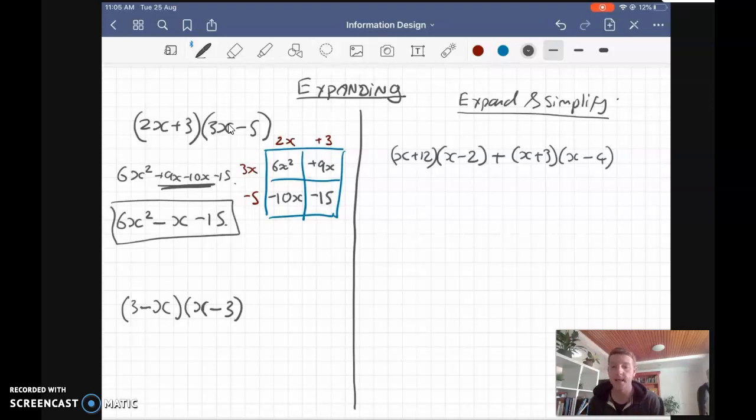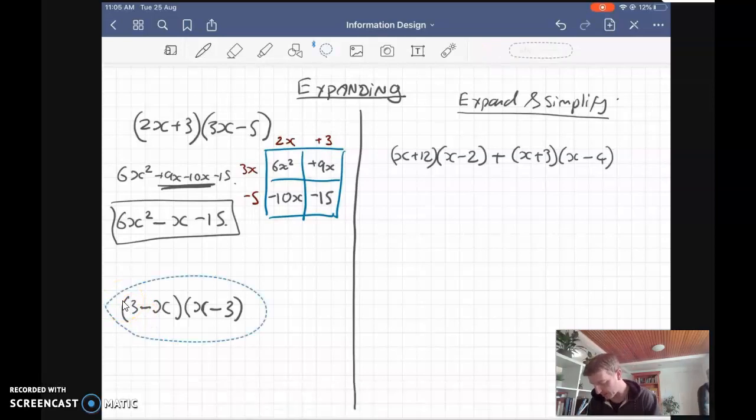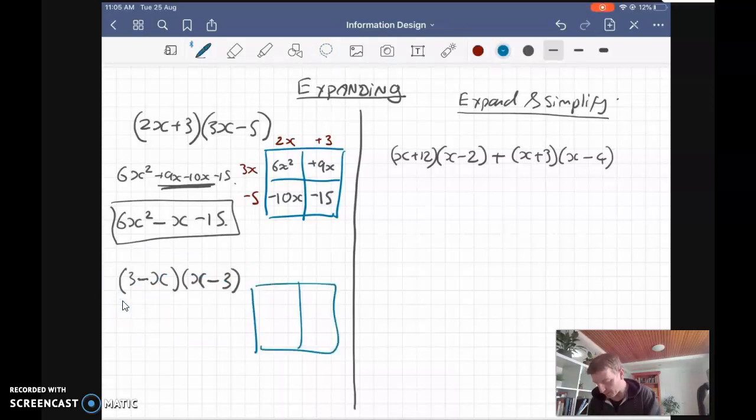Sometimes we're going to get questions where the x is not in the same place within the bracket. But if we follow that same process, it shouldn't be a problem. So let's do that again. I do my grid. I'm going to put the first one across the top. So 3 minus x. And then x minus 3.